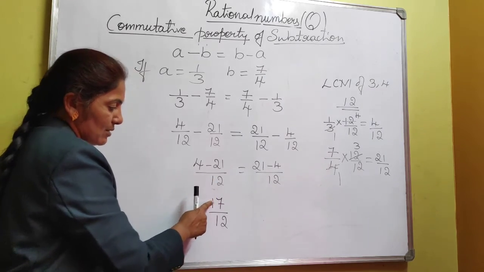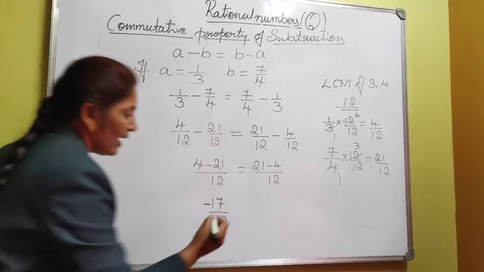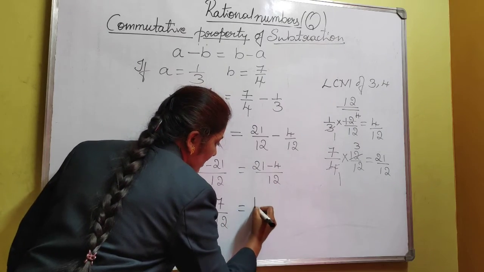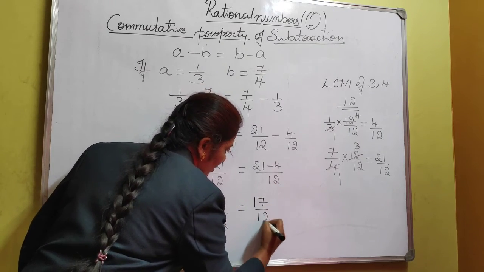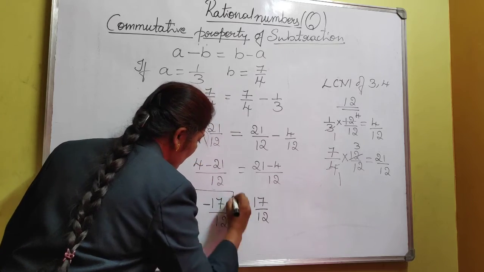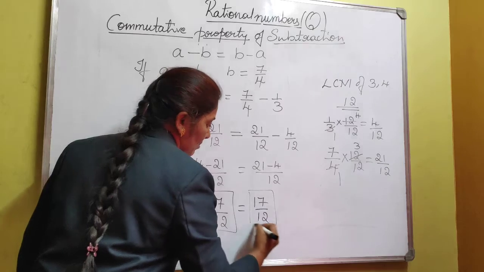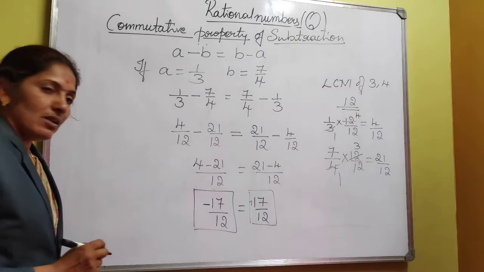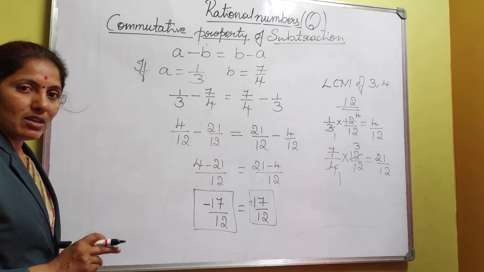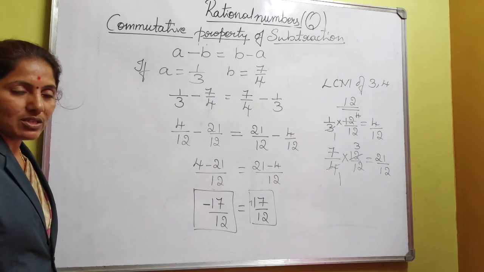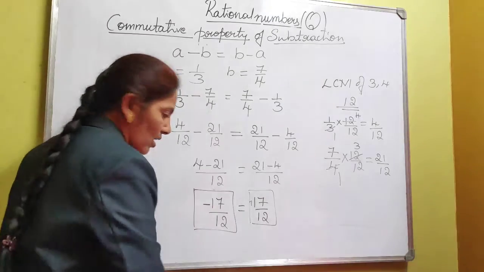So I can write this as minus 17 by 12, and this one I can write as 17 by 12. You can observe one thing here. This is minus 17 by 12 and this is 17 by 12, which is positive. Is a negative rational number equal to a positive rational number? Never. It is not possible.